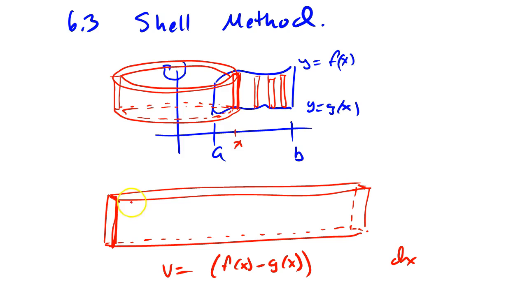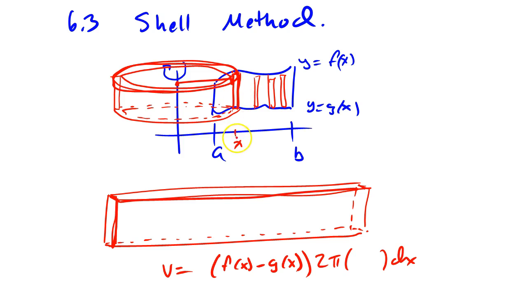And then there's the question of how long is this all the way here? Well, that length is the distance all the way around that circle. It's the circumference of a circle. Well, what's the circumference of a circle? 2 pi times the radius. Well, what's the radius in this case? The radius is the distance from the axis out to wherever your rectangle is.